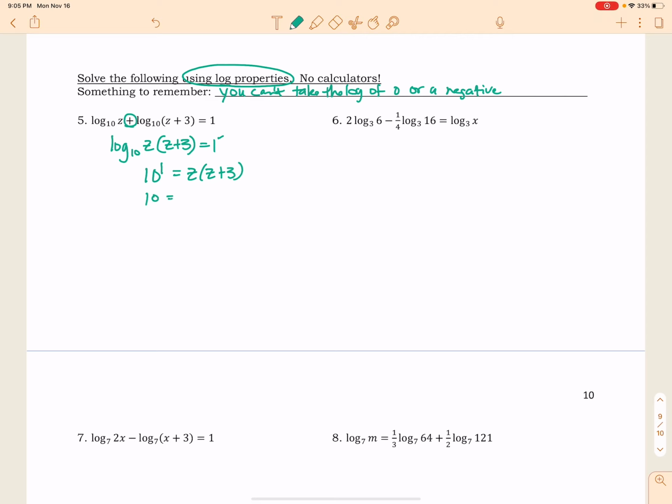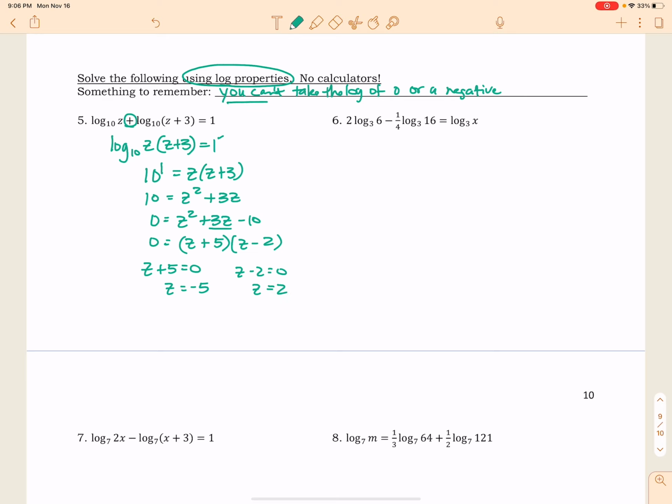So then I am going to distribute the z so that I've got z squared plus 3z, and then I am going to subtract the 10 from both sides so that now I've got a quadratic and I can factor it and figure out what my answers are. So 10's factors that will add to give me a positive 3 will be a positive 5 and a negative 2. So setting each of those equal to 0 and solving, I get negative 5 and I get positive 2.